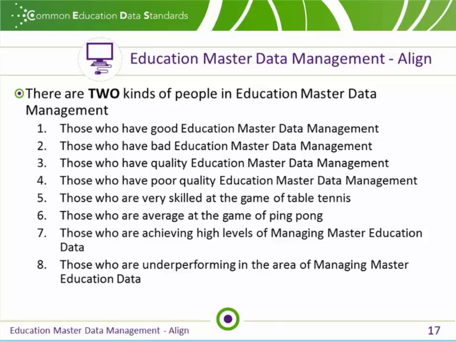So in order to do master data management, what if we were to take these 8 definitions and determine a single source of truth that would arrive at 2 kinds of people in education master data management? We would basically need to document that. We would need to have discussions with those individuals whose definitions differ slightly from ours. We would need to determine a common definition that we could use. Is it going to be good, bad? Is it going to be quality and poor quality? Is it going to be achieving high level or underperforming? So we would have to go through that process to determine what is going to be our common definition and our common element for determining the two kinds of people for education master data management.